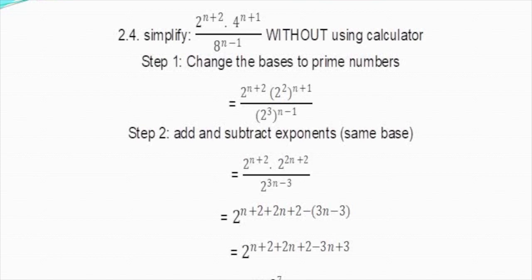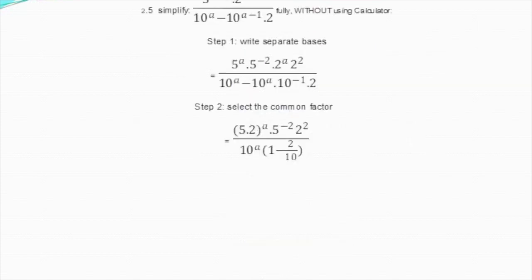So therefore, we have like terms also there. n plus 2n minus 3n is what? 0. And we have 2 plus 2 plus 3, which will give us 7. 2 to the power 7 will give us 128.